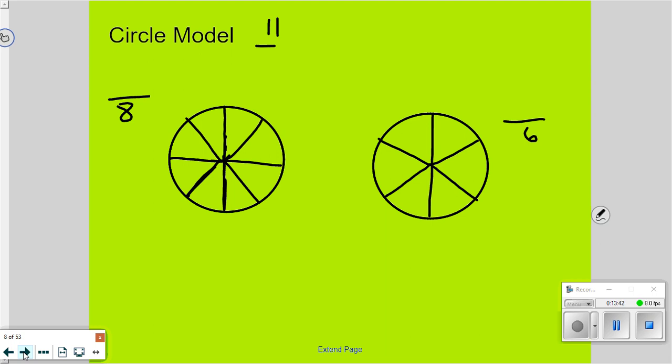So you should have one model that's broken into 8s. You should have another model broken into 6.